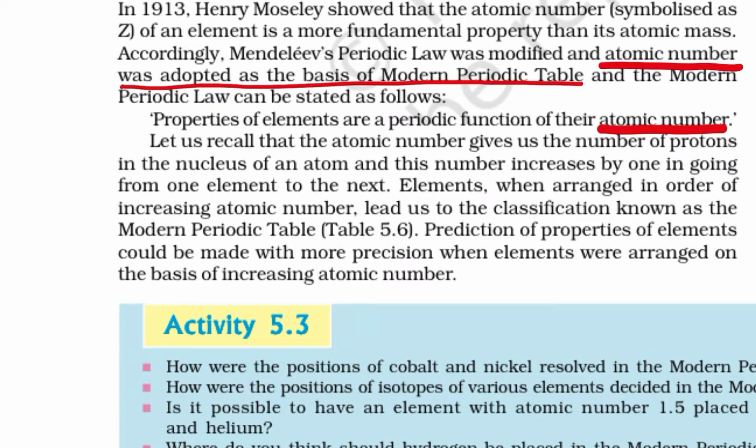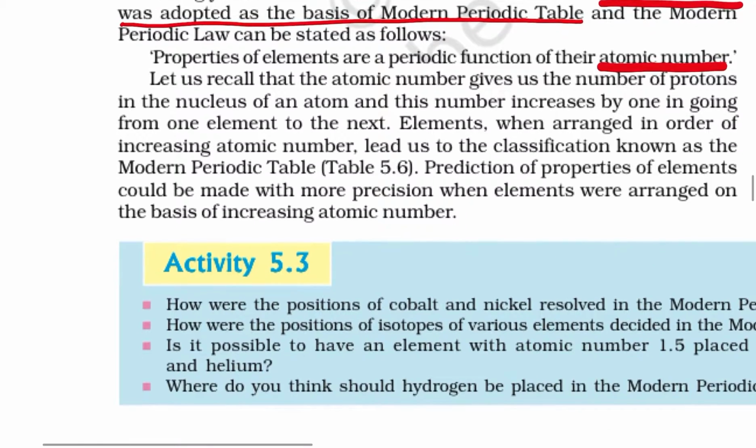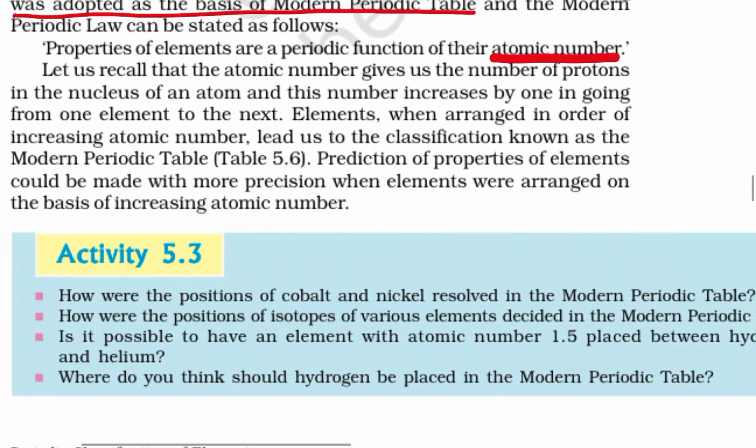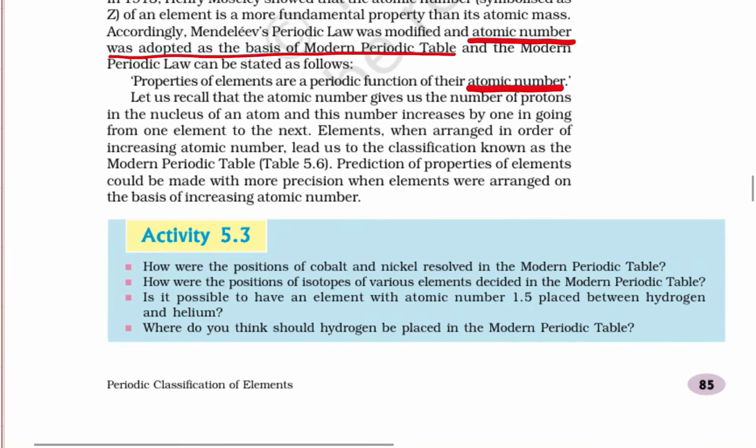Elements, when arranged in the order of increasing atomic number, lead us to the classification known as the modern periodic table, as shown in table 5.6. Prediction of properties of elements could be made with more precision when elements were arranged on the basis of increasing atomic number. So, as you go from one element to the other, the atomic number keeps on increasing.